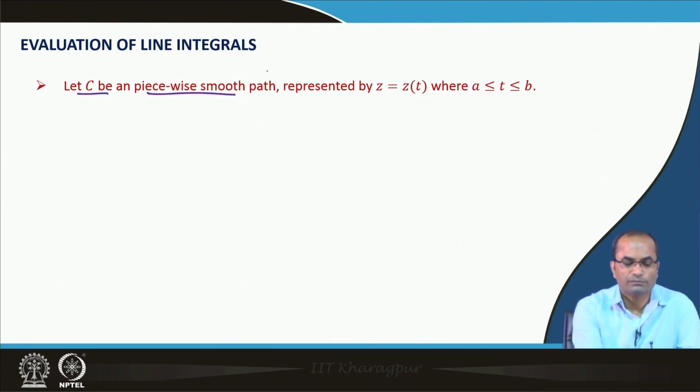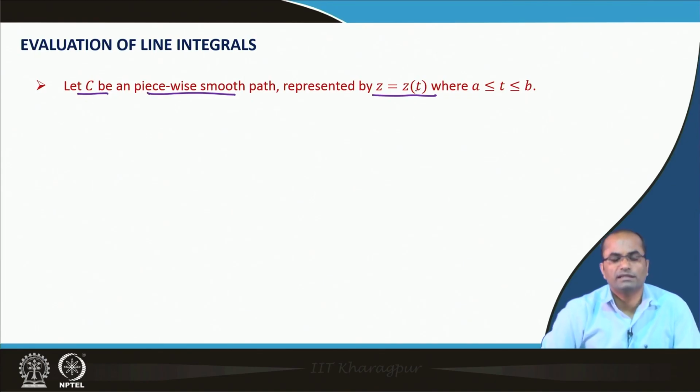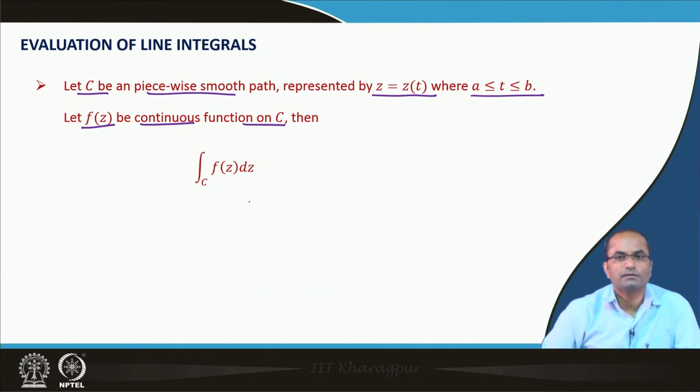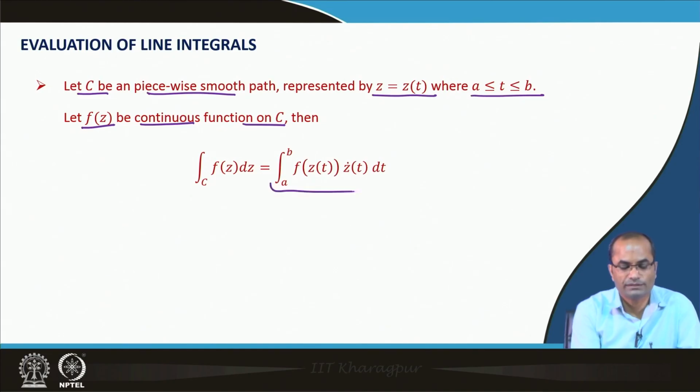Take a piecewise smooth path, a smooth curve, which is represented by z equal to z(t), where t lies between a and b. So, if f(z) is a continuous function on C, then the line integral over C of f(z) dz can be evaluated just by this integral here. In f, we substitute this parameterized function z(t) for z, and then its derivative, z dot. So, this is the derivative. Then we can evaluate this line integral.